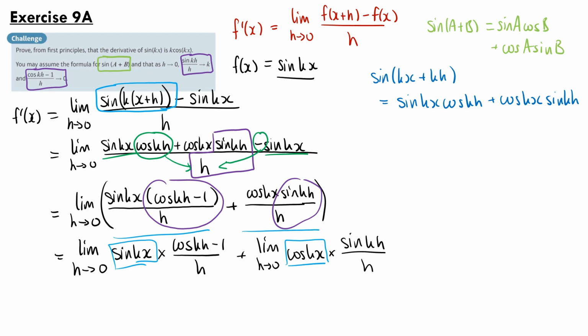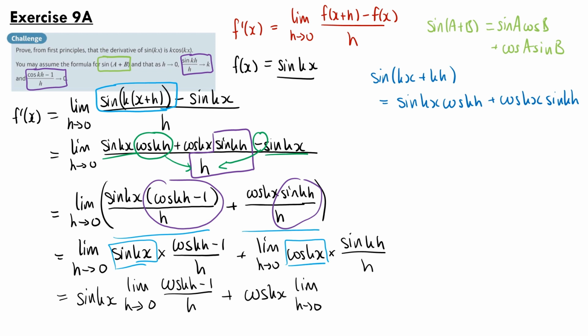So we can actually factor these out of the limits and put them in front, just because they don't depend on what h happens in any way, shape or form. So we've got sine of kx times the limit as h approaches 0 of cos of kh minus 1 over h, plus, then taking out the factor of cos of kx, times the limit as h approaches 0 of sine of kh over h.